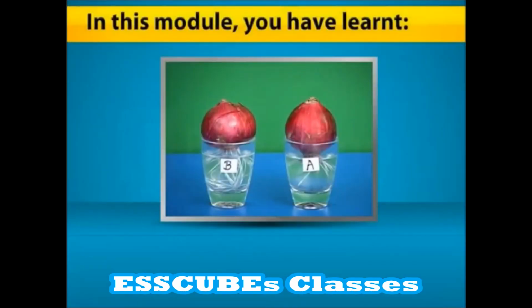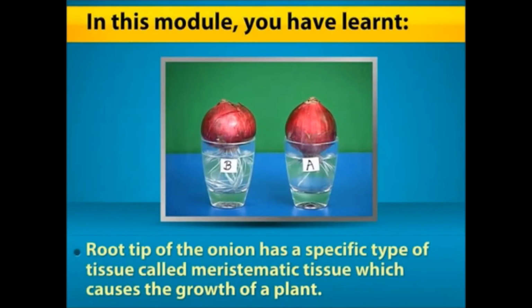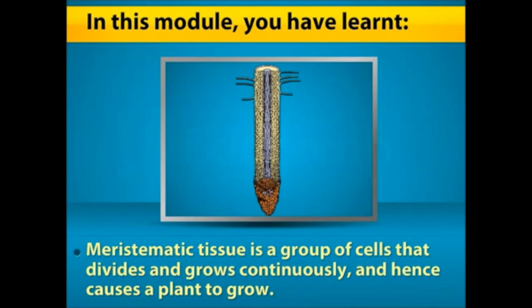In this module you have learnt root tip of the onion has a specific type of tissue called meristematic tissue, which causes the growth of a plant. Meristematic tissue is a group of cells that divides and grows continuously and hence causes a plant to grow.